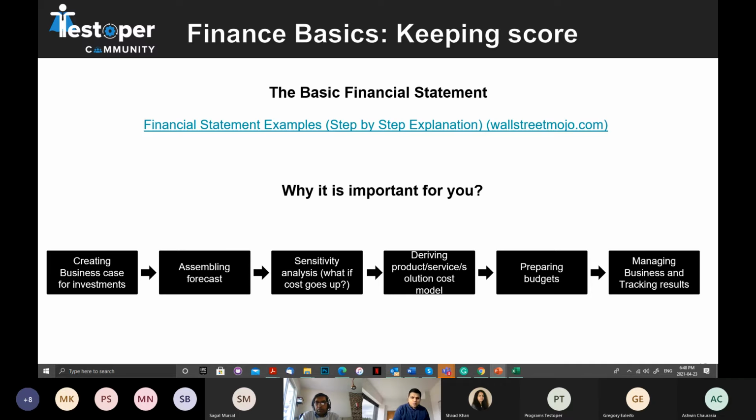Then why you also need that knowledge is, once you have the business case, you have to start forecasting. When you're saying in a business case, I'm going to earn 30,000 in year one, 50,000 in year two, 70,000 in year three, what does it mean? How are you going to make that money? Which customers are you going to go after? How much are they going to pay? How many units do I need to sell to make that $70,000 or $30,000 every year? So you have to start forecasting all those things.